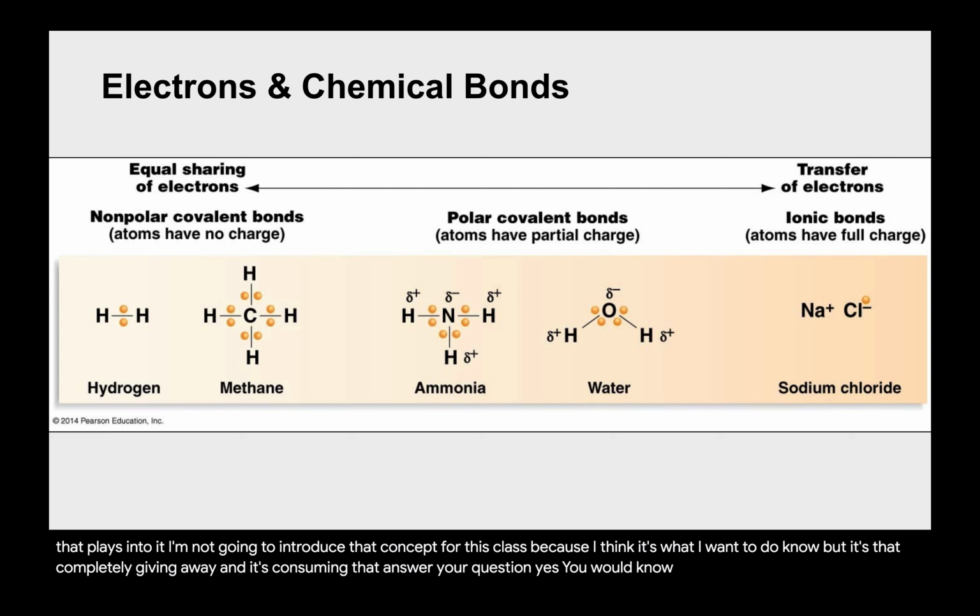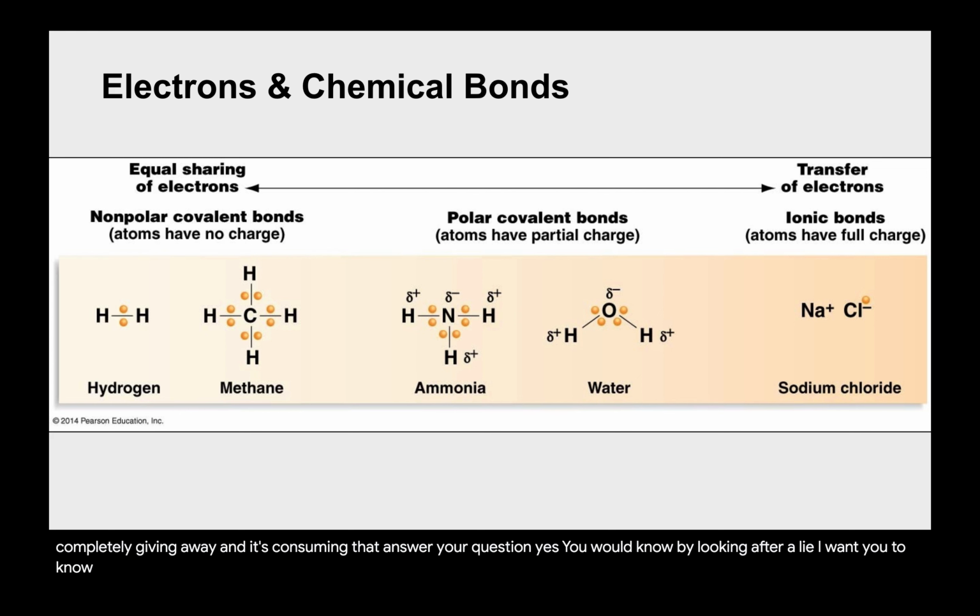You would know by looking at their arrangement and their electron shells. You would probably need to know that more in chemistry. If I want you to know if it's an ion or not, I would tell you. Yeah. I don't expect you to memorize all that for Bio 101. Any other questions? These are great questions.